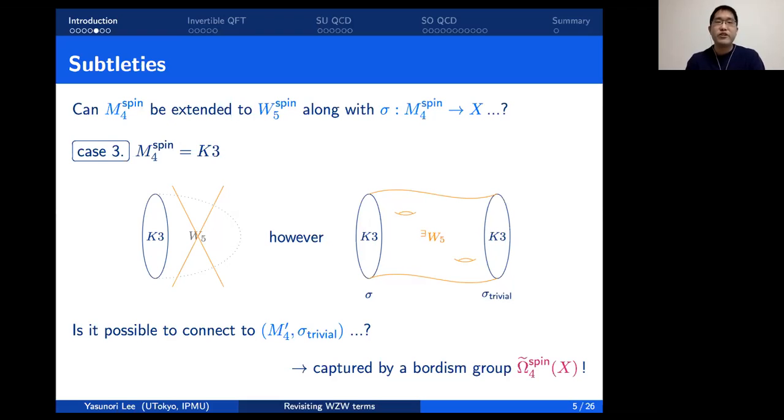One might wonder, given spacetime M4 and sigma configuration, how do we know whether we can connect it to such a nice manifold on the other side? Luckily, this information is exactly captured by another bordism group, and one can indeed confirm that it is always possible to find a four-manifold equipped with trivial sigma on the other side in this case. So at last, the puzzles concerning the SU(N_F) Wess-Zumino-Witten term are all solved for N_F larger than or equal to 3.